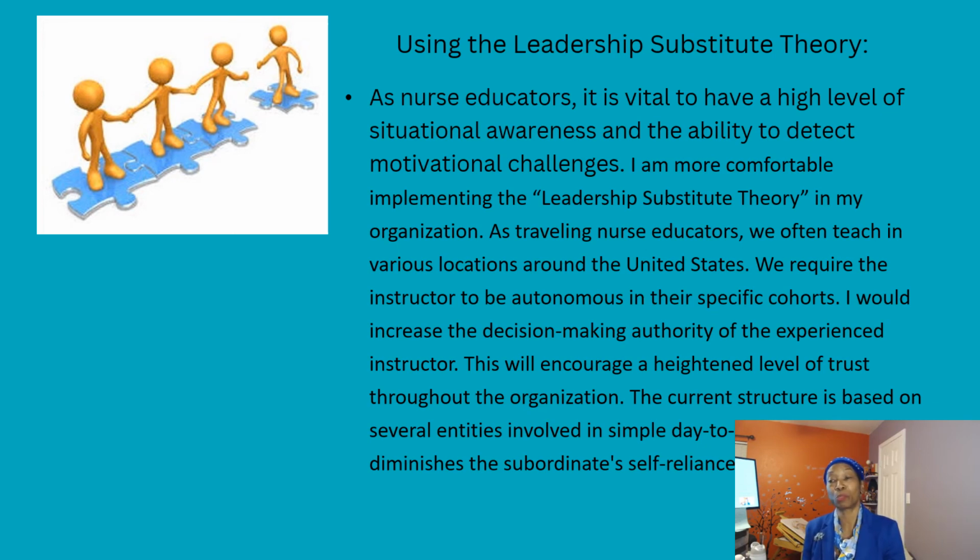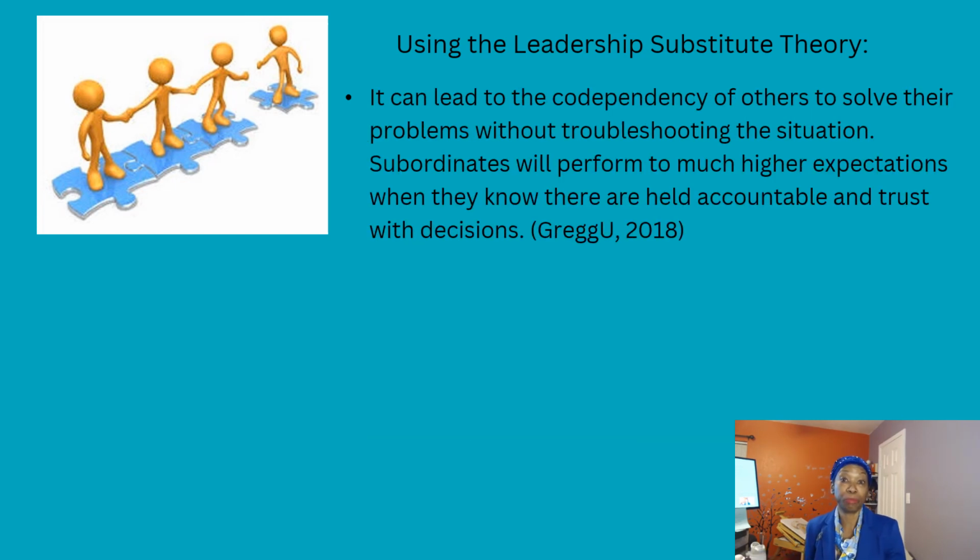The current structure is based on several entities being involved to attain a simple day-to-day activity, which diminishes the subordinate's self-reliance. It keeps them in an enabled state, looking to others to solve simple day-to-day situations. It can lead to codependency on others instead of troubleshooting. Most often they can figure out the situation as they are working in an autonomous environment in most cases. Subordinates will perform to much higher expectations when they know they're being held accountable and that they're being trusted with their decision-making ability.